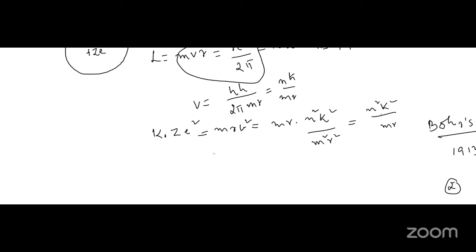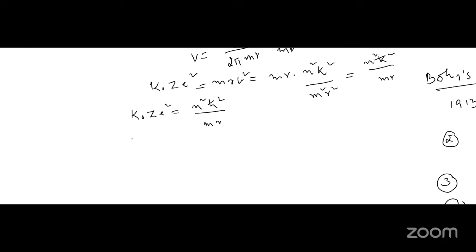So you can write this value of k naught Z e square is equals to n square h cut square by m r. This is h cut square. So from this we can calculate the value of r.